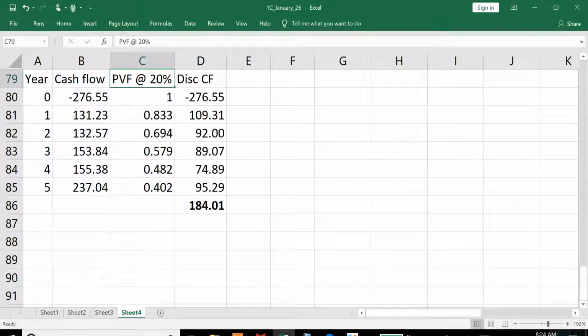Let me know if you're not getting any of the numbers. This step is the easiest of the lot. We are just copying numbers in this step. We are not doing any calculation per se, no new analysis. NPV is 184 lakhs.